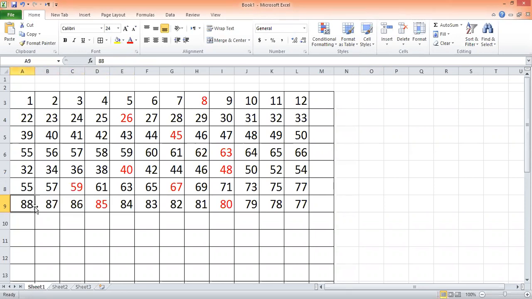How much are we subtracting? From 88, if you go back one time, 87. From 87, if you go back one time, 86. So in order to find that number, go back one time from 86, you will find 85. From 81, go back one time, you will find 80. This is very good.